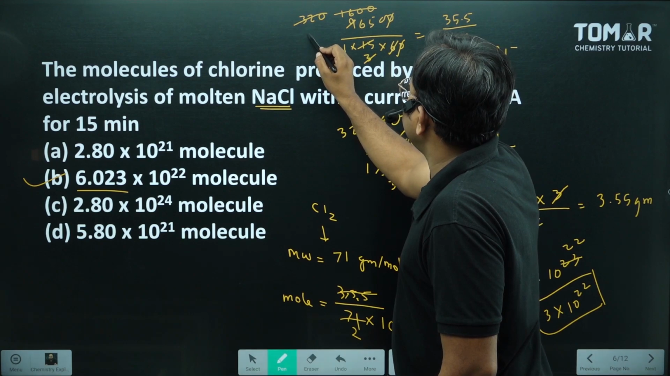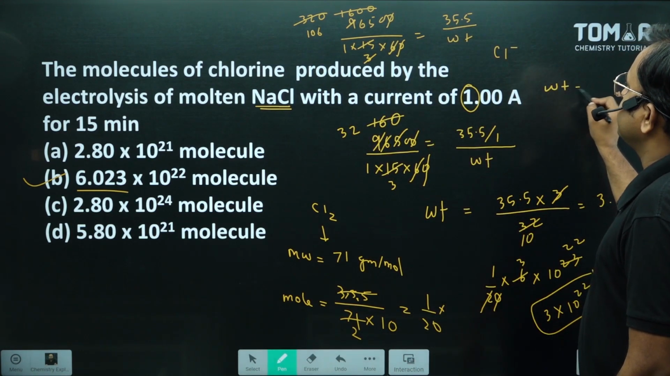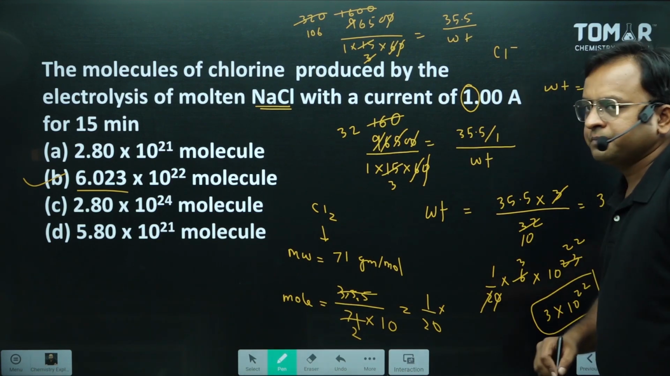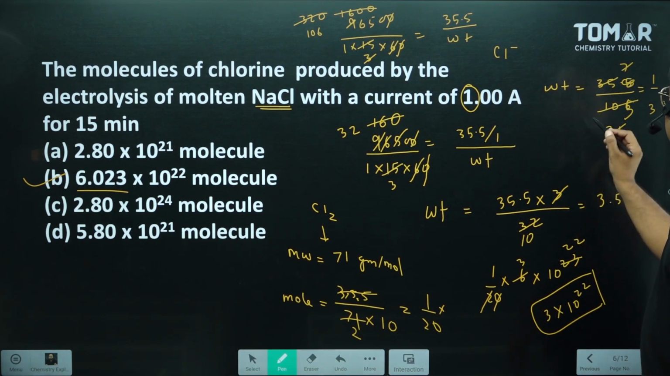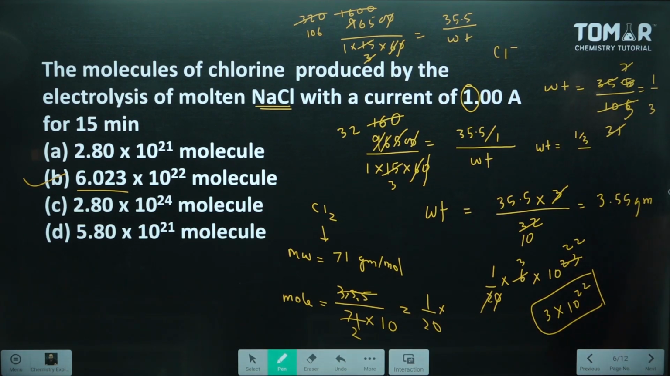This 3 is almost 3, so 3 6 ja, 106. So weight is 35.5 divided by 106. Take it 105, 5 7 ja 35, 5 2 ja 10, 1 ja 7, 1 ja 7 3 ja. So weight is 1 by 3. So 1 by 3 into 71 into 6 into 10 to the power 23.